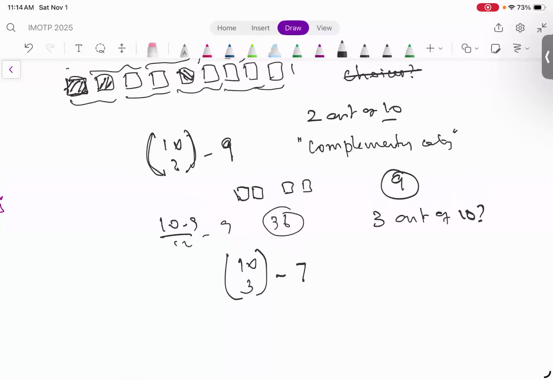Even then, we have to subtract something more. What is that something more, sir? I'm still thinking about that.